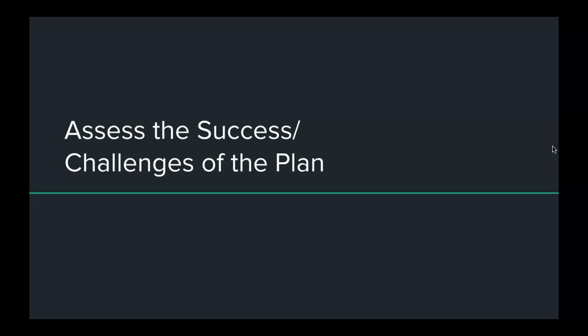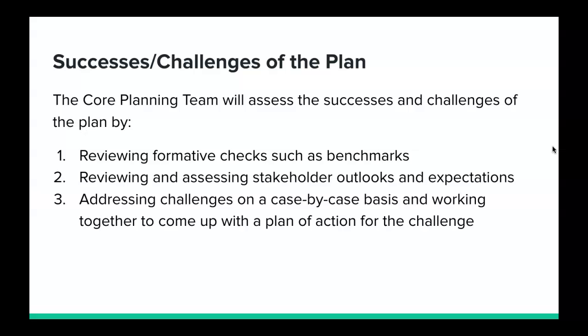So the third stage is assessment. So we are first going to look at assessing the success and challenges of the plan. So the core planning team will assess the successes and challenges of the plan by first reviewing formative checks such as the benchmarks that we referred to several times, reviewing and assessing stakeholder outlooks and expectations, which can be done through surveys. Then we have challenges that are addressed really on a case-by-case basis, and then working together as a team, the core planning team, to come up with a plan of action for the challenge.